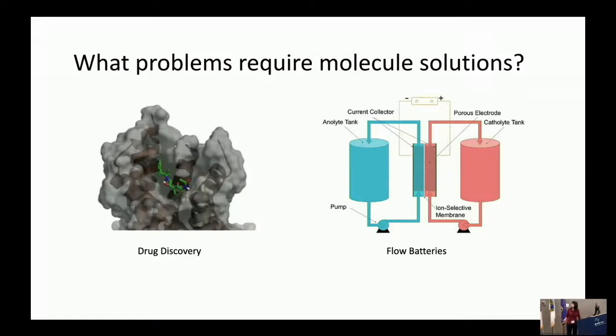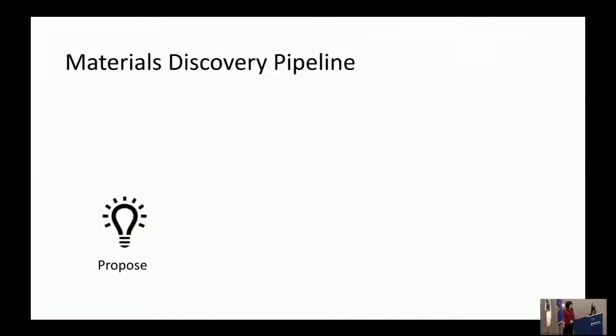In the case of something like flow batteries, we care about finding molecules that have the right reduction potential so that when they're cycled tens of thousands of times during this flow battery's lifetime, it's stable and it has the right reduction potential. So what does the pipeline look like for finding these molecules?